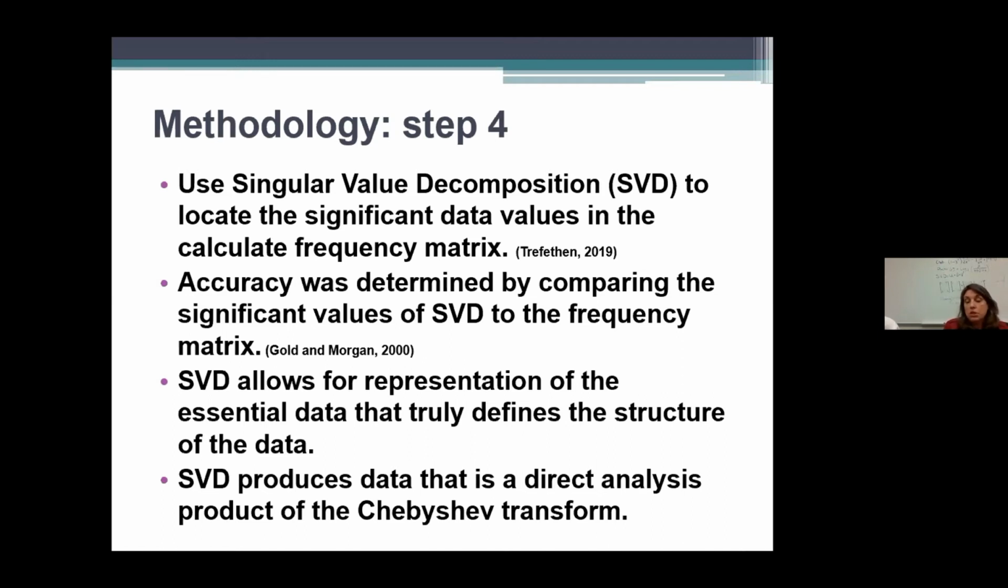And we use this with the Chebyshev Transform, although we have actually gone through with a Fast Fourier Transform program as well. The results were very comparable.